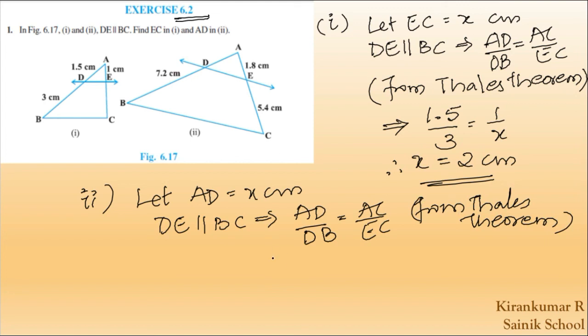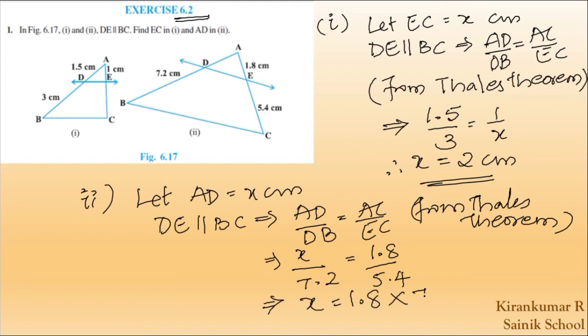AD upon DB is x upon 7.2. This is equal to 1.8 upon 5.4. This implies the value of x is 1.8 into 7.2 divided by 5.4. On simplification, we get it as 2.4 centimeter. So the length of AD is 2.4 centimeter and the length of EC is 2 centimeter.